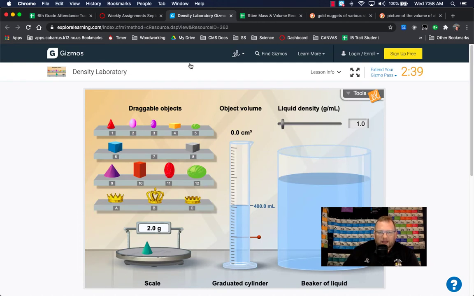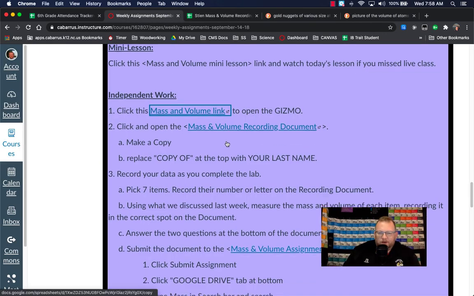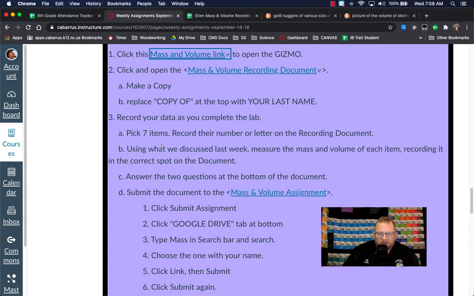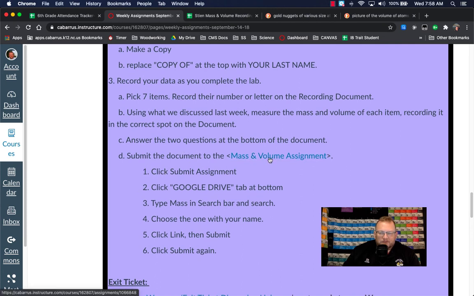When you have done that, you'll click the close button on the gizmo, and then you can go to submit the assignment. Here, once you get done with your 7 items, you will submit the document to the mass volume assignment. You'll click that. You'll click submit assignment. You'll click Google Drive tab. Type mass in the search bar, choose the one with your last name, click link, and then submit again. So that kind of walks you through the steps of submitting.